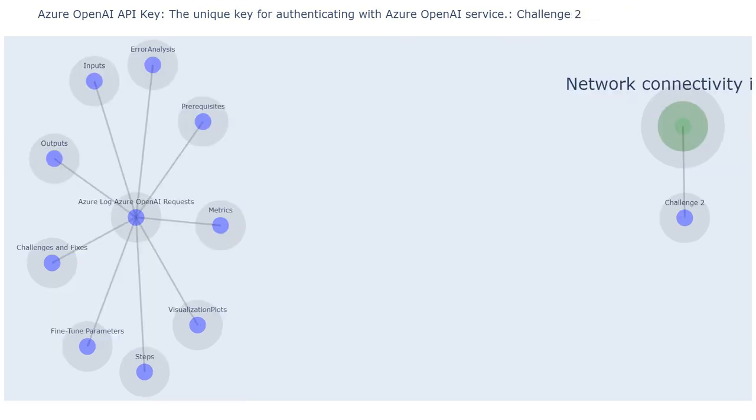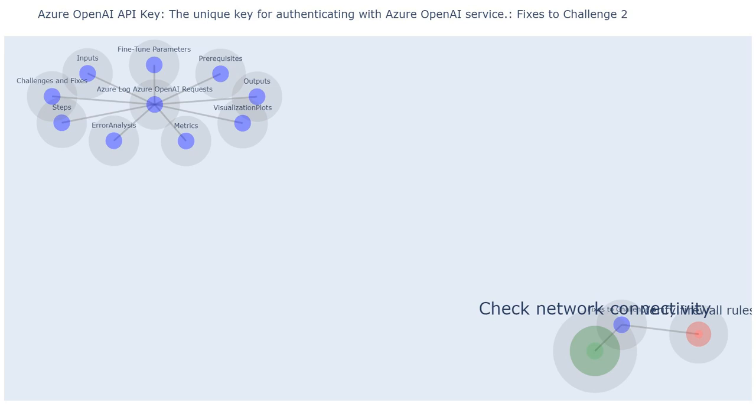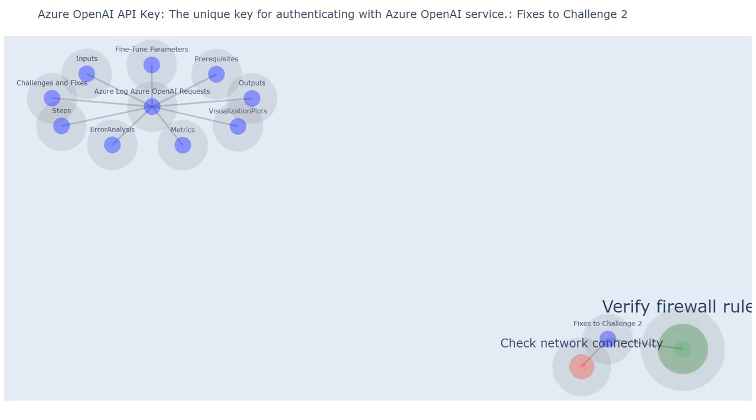Challenge 2. Network connectivity issues. The connection between the client and the Azure OpenAI service is disrupted or blocked. Fixes to challenge 2. Check network connectivity. Verify that the network connection is active and there is no network outage. Verify firewall rules. Ensure that the network firewall rules do not block communication with the Azure OpenAI service.